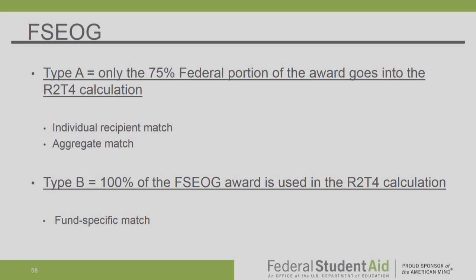However, if you use the fund-specific match, which is the one that's performed at the institutional level, you actually have to include 100% of every FSCOG award in the RTT4 calculation, and that's because you can't pull out the amount that was federal and the amount that was institutional of every FSCOG award.